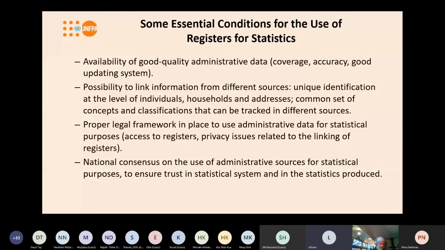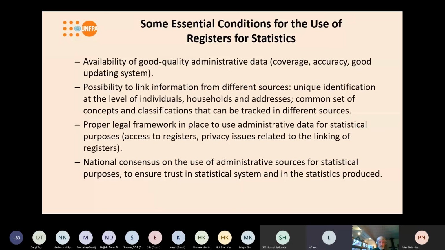The second aspect is that we need some possibility to link information between different sources. So this unique ID number at the level of individuals, households, addresses. We also need a common set of concepts and classifications that can be tracked from different sources, so that the information derived from these different sources on similar things is consistent. Of course, there needs to be a legal framework in place also to be able to use administrative data for statistical purposes. I mean, in terms of access to registers, in terms for the statistics office, in terms of privacy issues that arise from putting in relation different registers with different types of information.